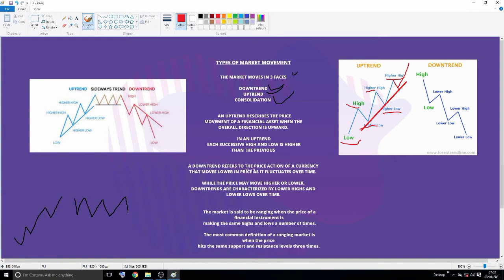A downtrend refers to a price action of a currency that moves lower in price as it fluctuates over time. While the price may move higher or lower, downtrends are characterized by lower highs and lower lows over time. That's what this means. We have a high, and then we have a lower high, and then we have a low, we have a lower high, we have a lower low, we have a lower low. The price keeps on going lower.